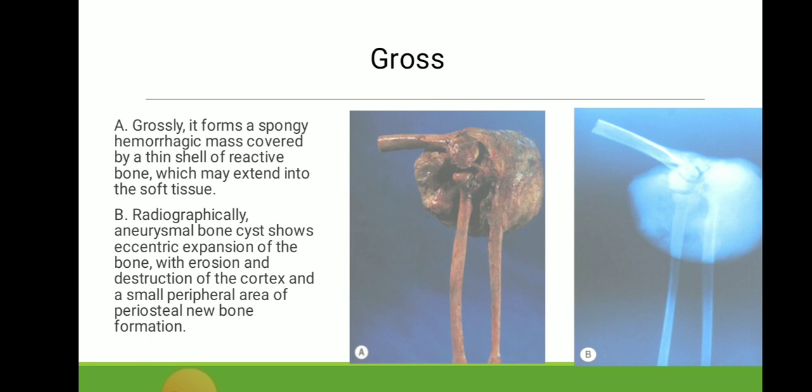Grossly, it forms a spongy hemorrhagic mass covered by a thin shell of reactive bone which may extend into soft tissue as shown in image A. Radiographically, aneurysmal bone cyst shows eccentric expansion of the bone with erosion and destruction of the cortex and a small peripheral area of periosteal new bone formation.